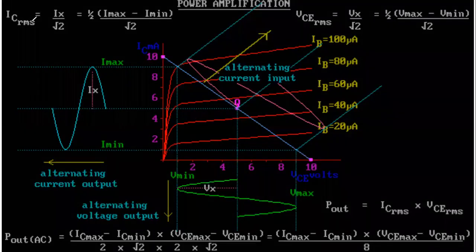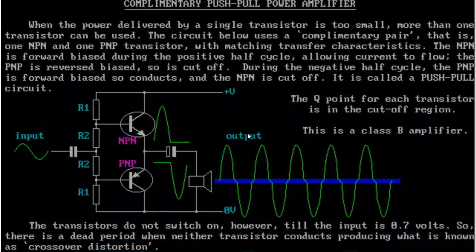I will show you how to do that one. Look here, this is the idea. You can deploy the class B amplification by using a pair of transistors. You can use here NPN and PNP.